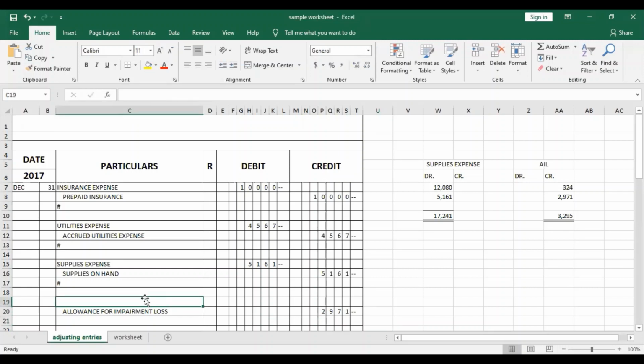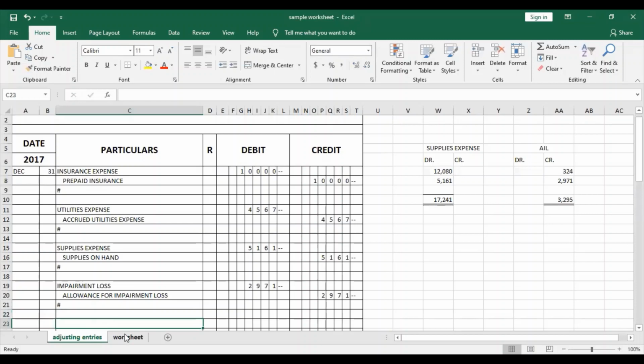If your allowance for impairment loss is understated, ang indication neto, your impairment loss is understated as well. So if it is understated and it is an expense account, for it to increase, we have to put it on the debit side. Impairment loss. Debit side, 2,971. Next transaction.